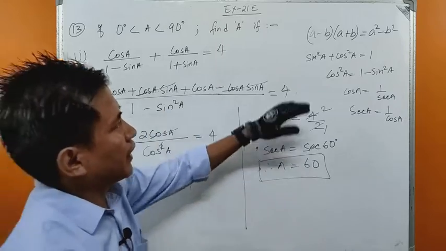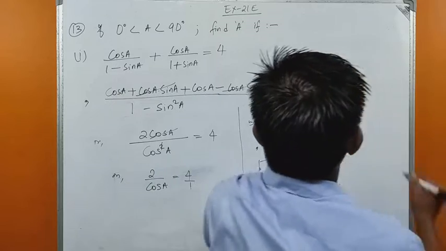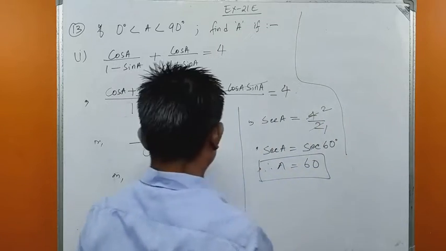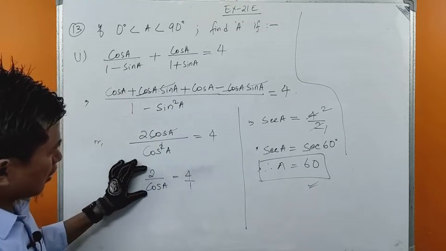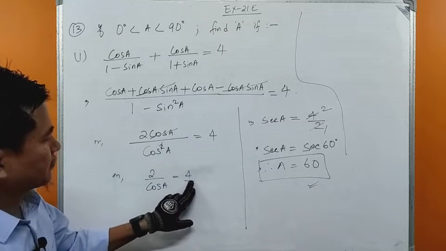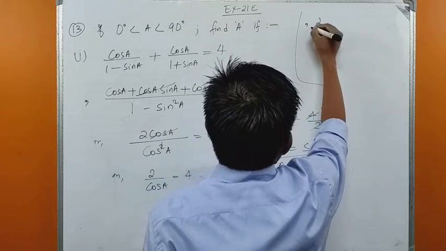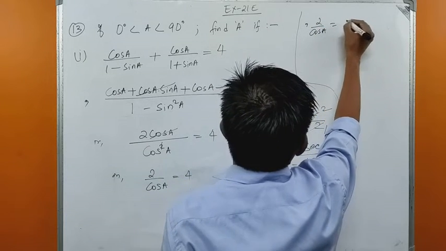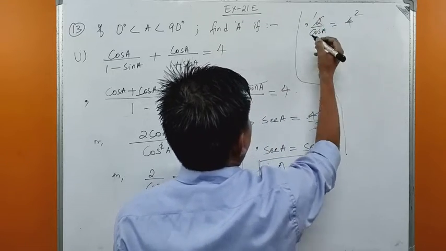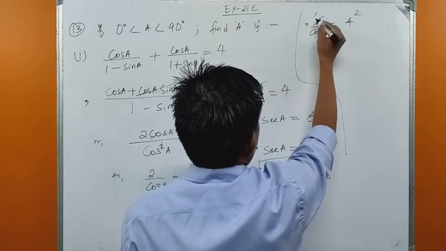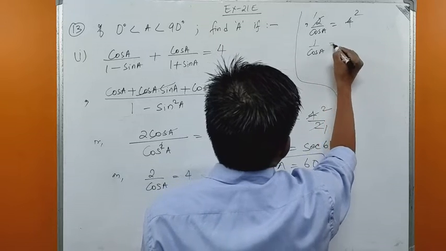You can do it by another method also. If you do not know the value of sec, then you can use cos also. We have 2 upon cos A equals 4, isn't it? We can do this by this method also. 2 upon cos A equals 4. So 2 1s are 2, 2 2s are 4, we can cancel this straight away. So 1 by cos A equals 2, isn't it?